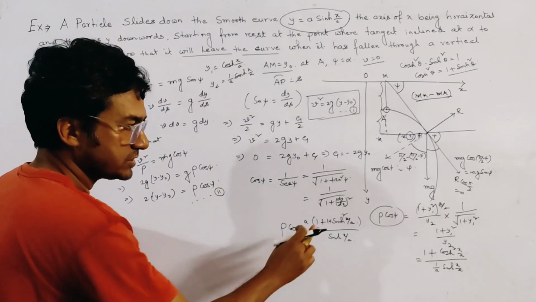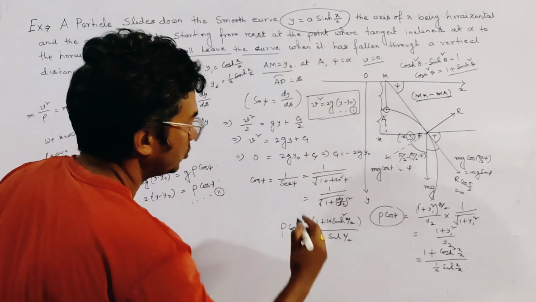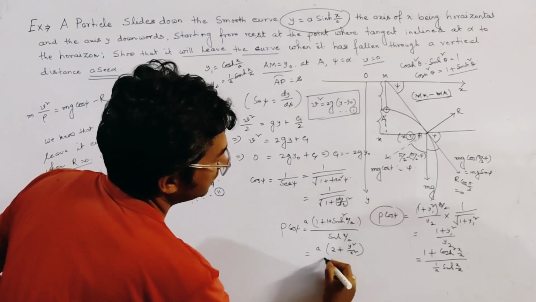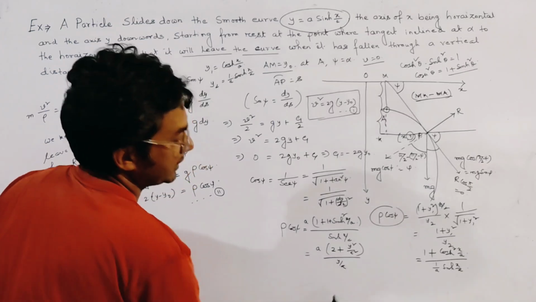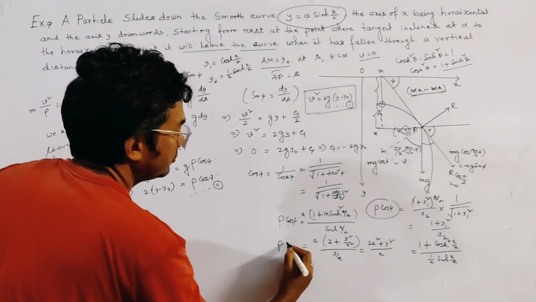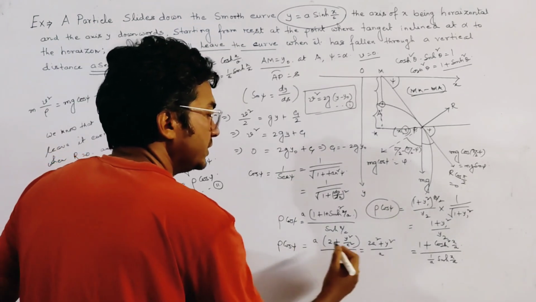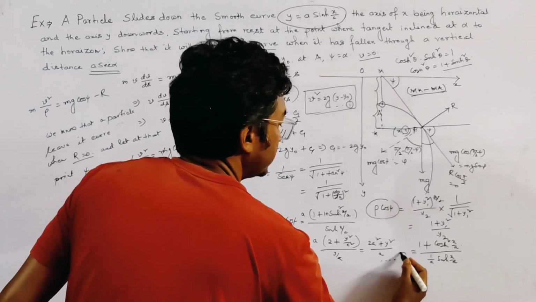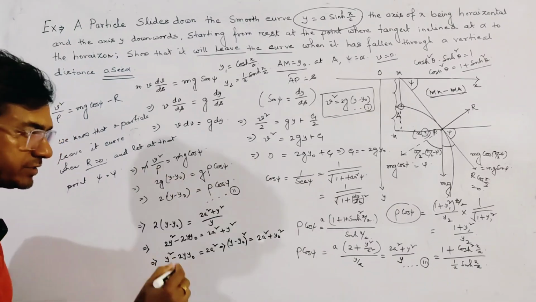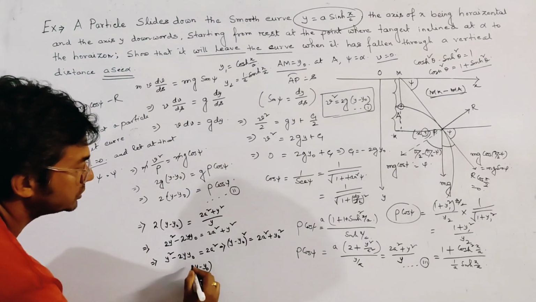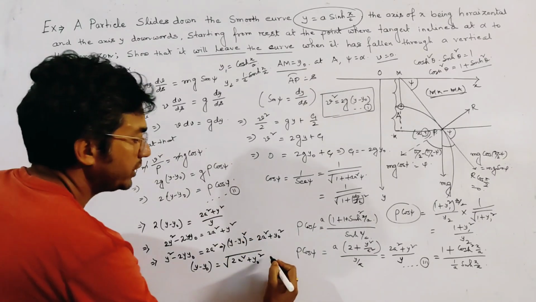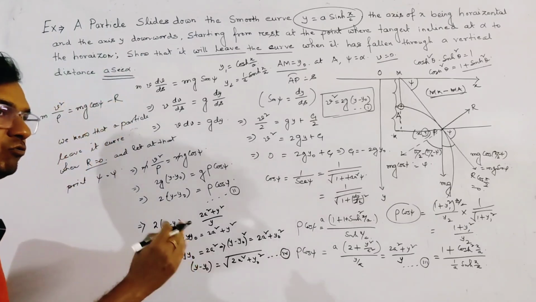Now put the value of cosh(x/a) from the curve, we get the result as a into (a square plus y square) by y, and we name this relation as relation number 3. Now we put the value of rho cos psi from 3 in 2, and get the value of y minus y0 equal to root under (a square plus y0 square), and we name this relation as relation number 4.